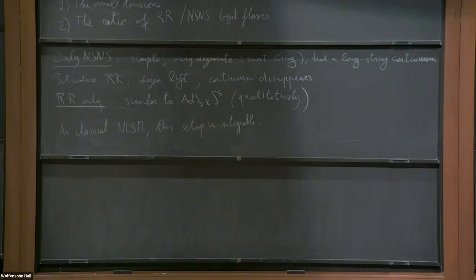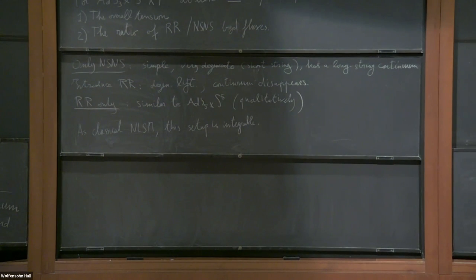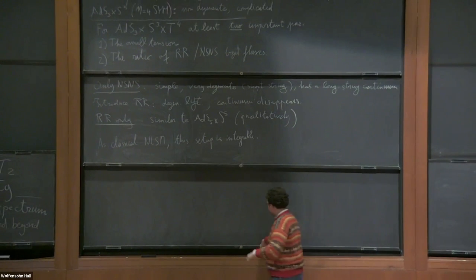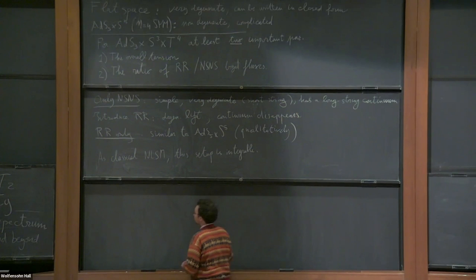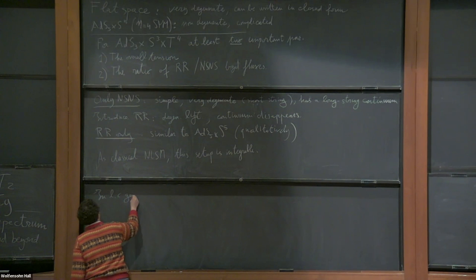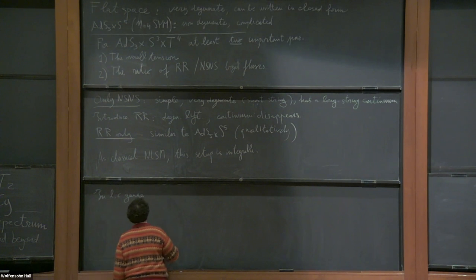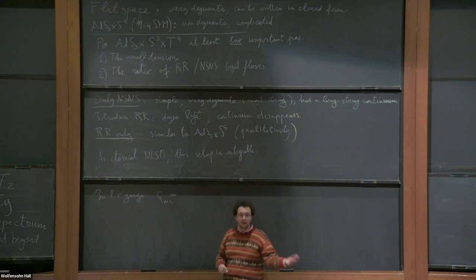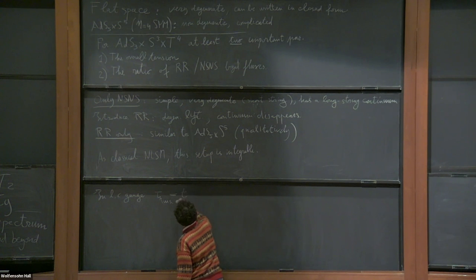As anticipated in the answer to that, we want to use light-cone gauge. And one reason is very simple, it's basically a definition. In light-cone gauge, we say that time on the worldsheet is related to some coordinate in target space. Let's say some combination of time in AdS3, and maybe some angle of the sphere.